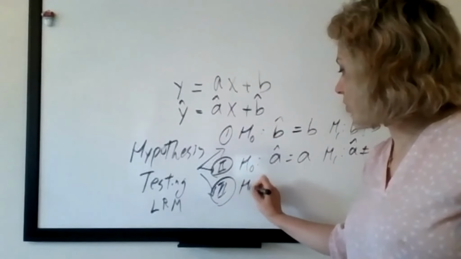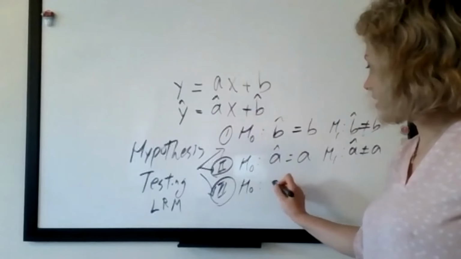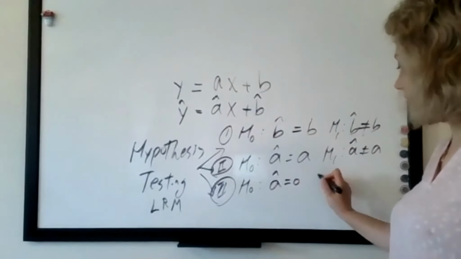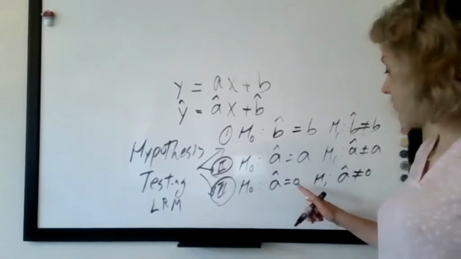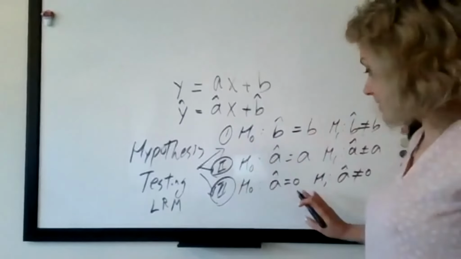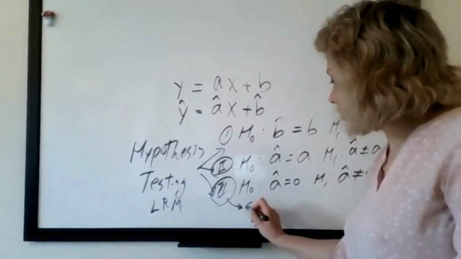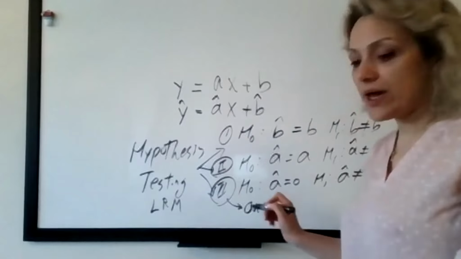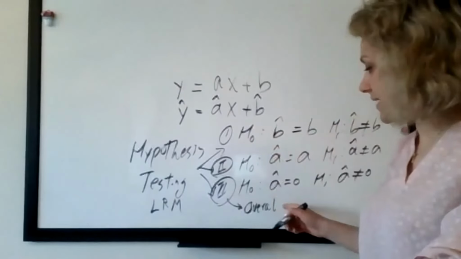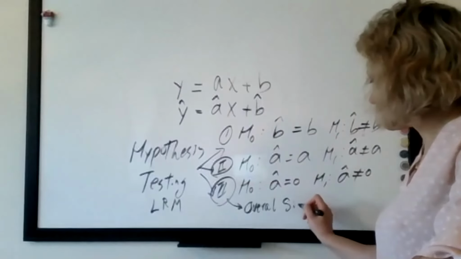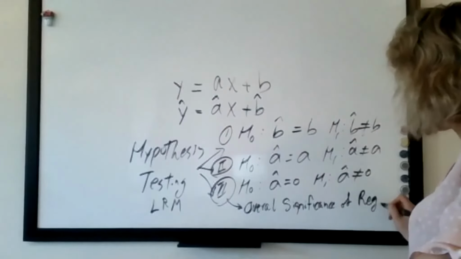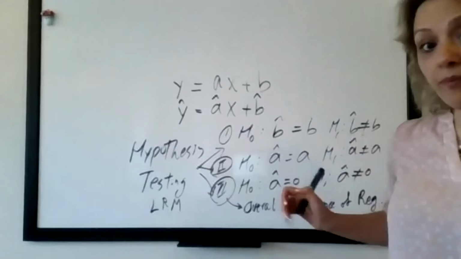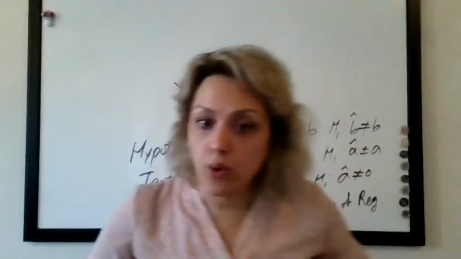The third one, H null, says that A estimate is equal to 0, and H1 says that A estimate is not equal to 0. So 0 comes into the picture when we are working with this one. This third one, we name it overall significance of regression test. When I show you the lecture notes, you're going to see that as well. Now, having had this quick review, let's go and look at the lecture notes.